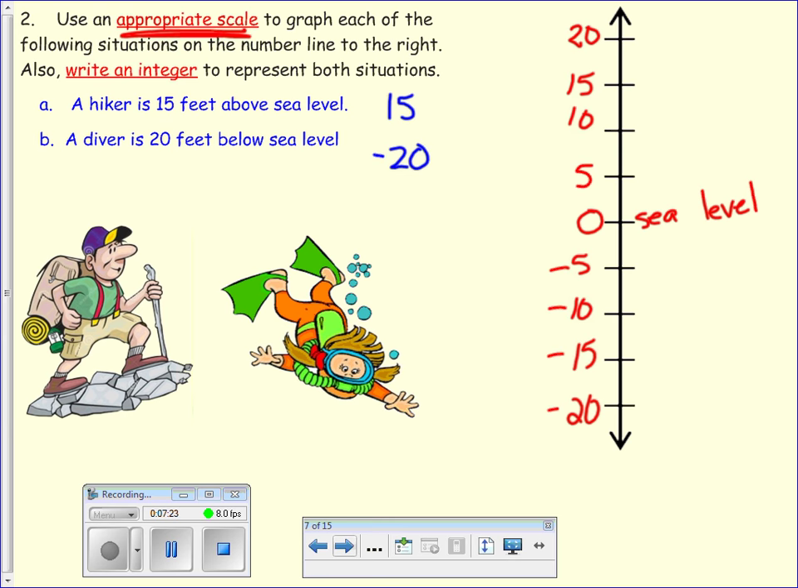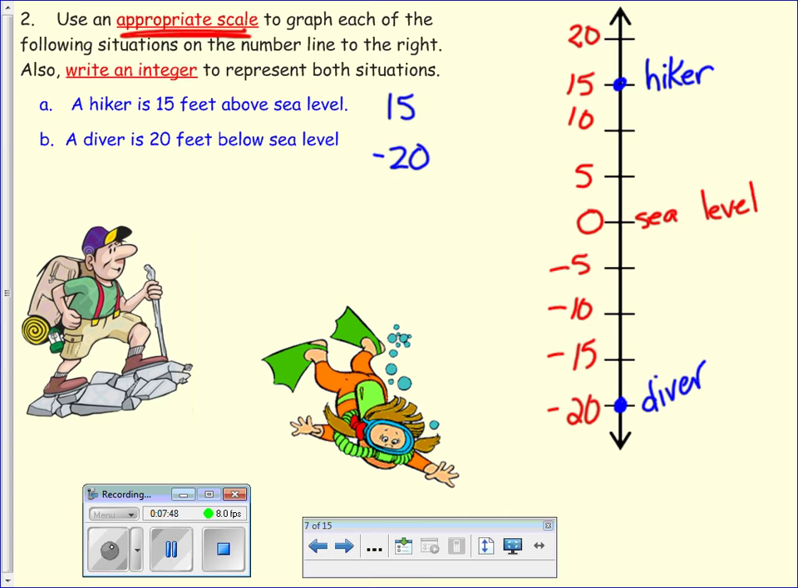All right, so 15 feet above sea level, that's our hiker. And then negative 20, that's our diver. So everybody should have labeled number 2, drawn and labeled the number line, written the integers, plotted the points with some nice round circles on the tick marks, and labeled everything.